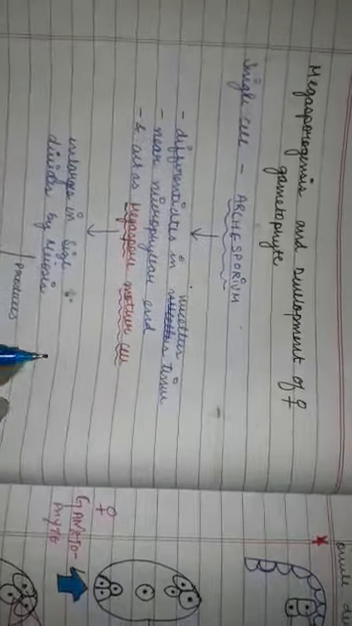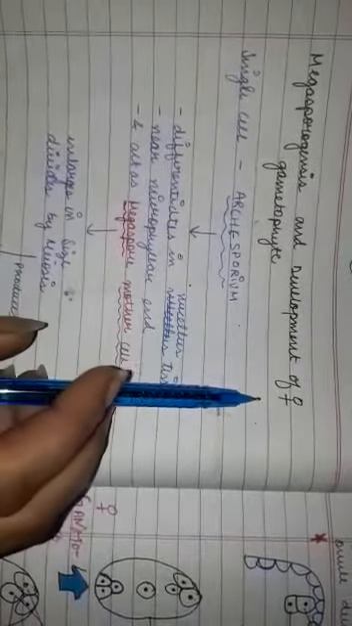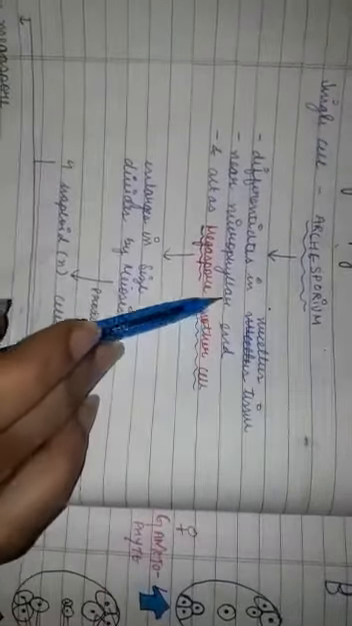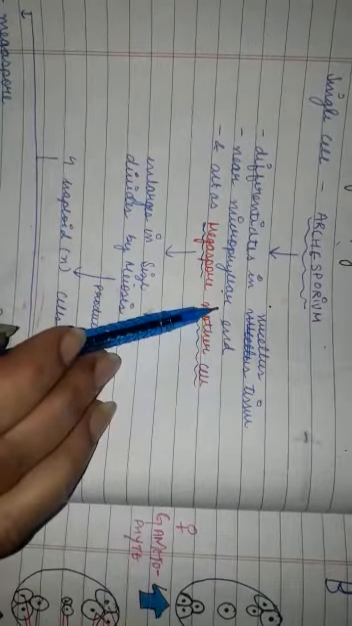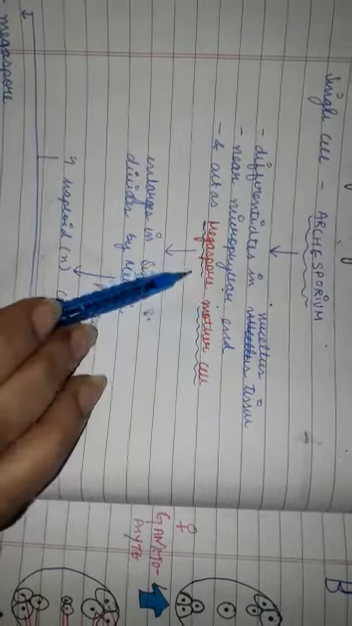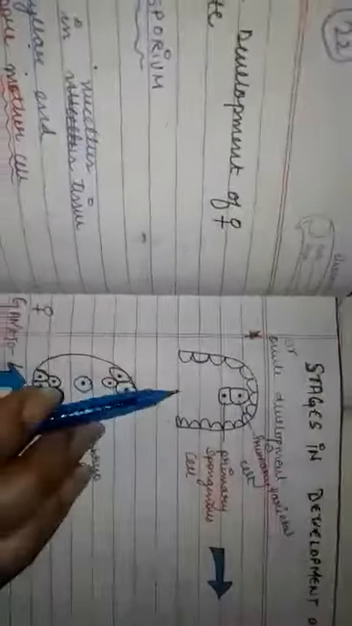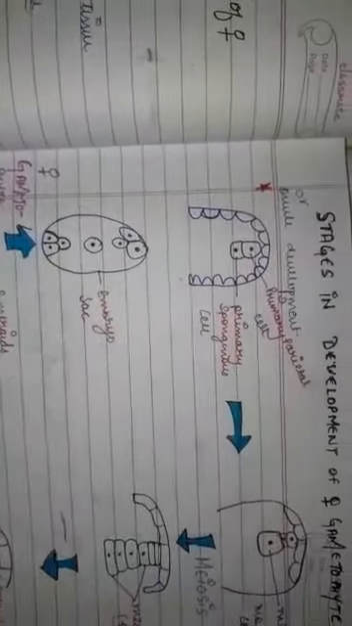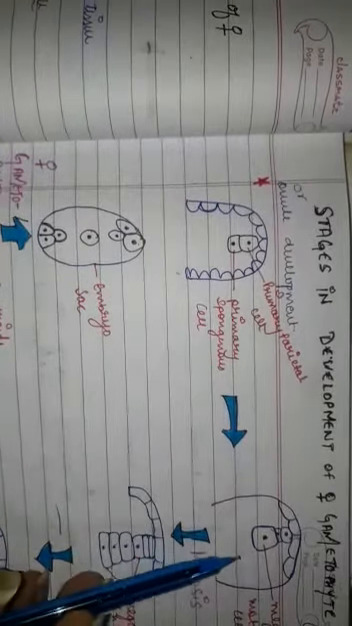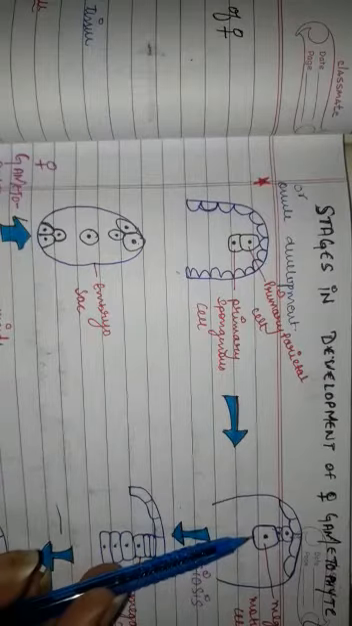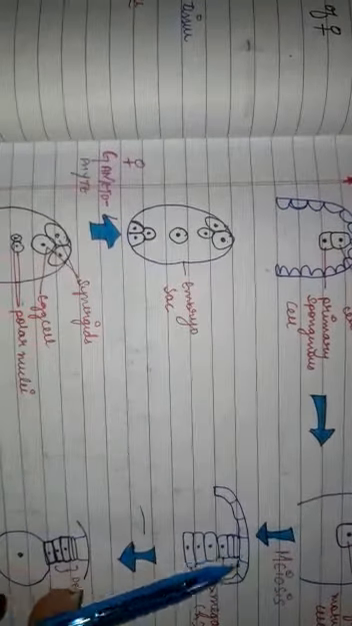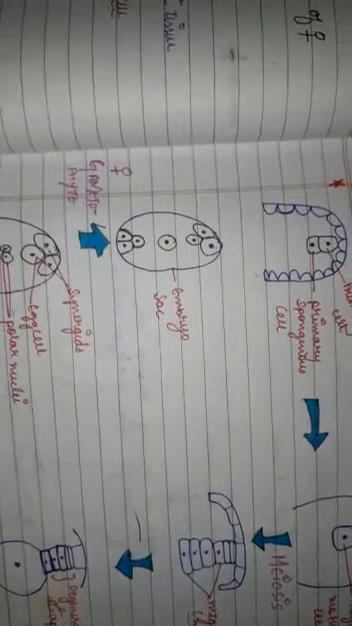Now let us revise the process of megasporogenesis and development of female gametophyte. A single cell inside the nucellus near the micropylar end differentiates and becomes the megaspore mother cell. The megaspore mother cell enlarges in size and undergoes meiosis.